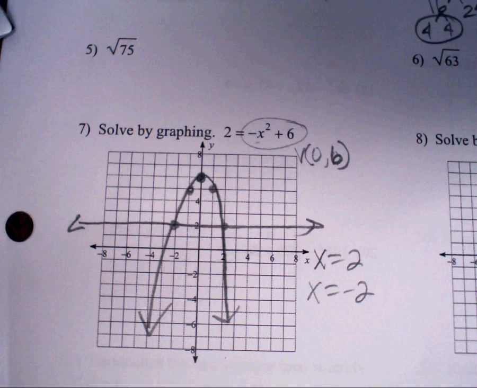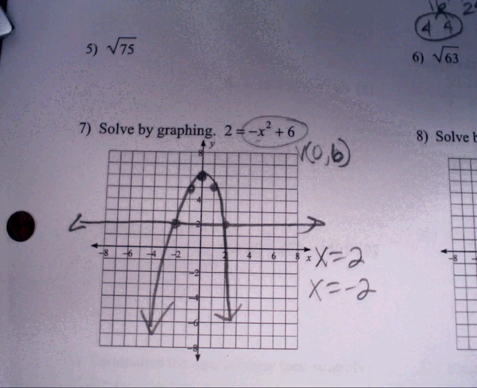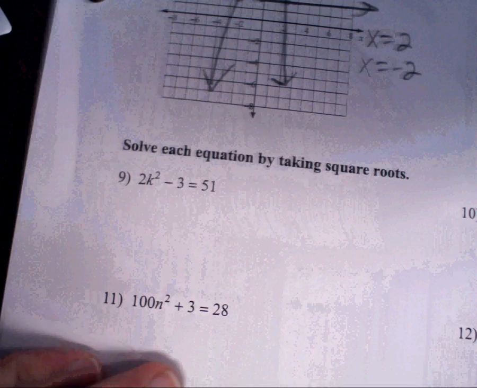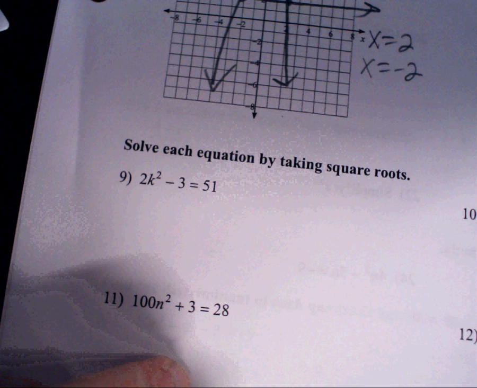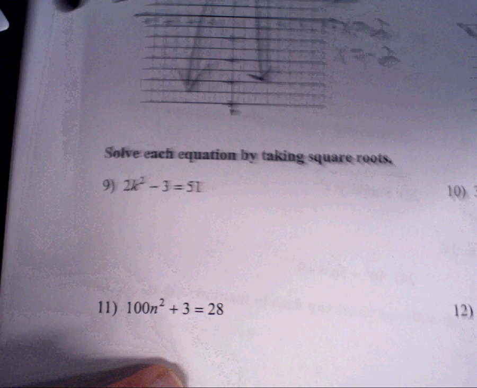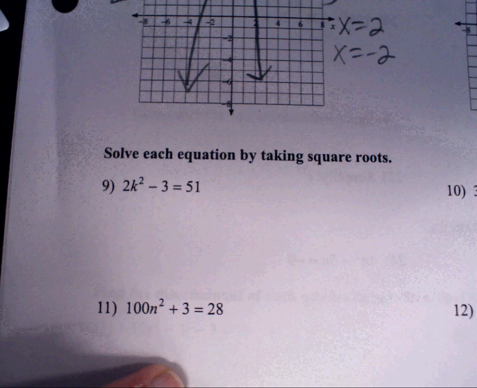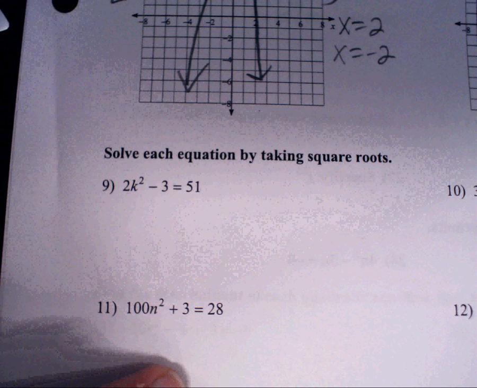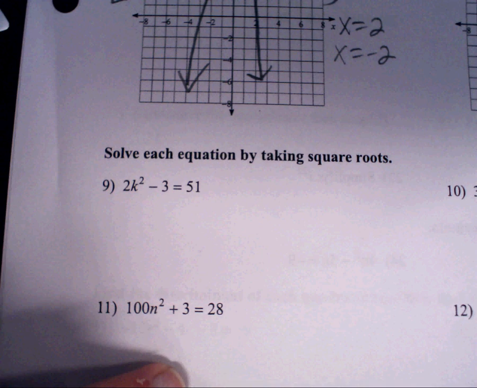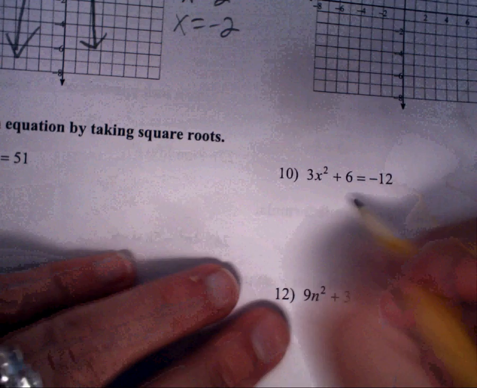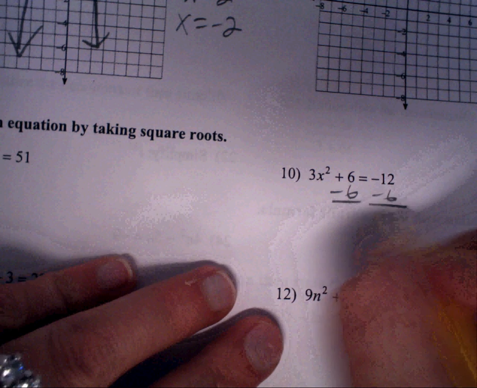Number 8 works the same way, so I'll let you try that one on your own. So let's move down to solving by square root, which is why we work the top couple together, because in solving by square root, you need to know how to simplify the radical. So let's do 10 and 12. So number 10, I'm going to get x squared by itself.